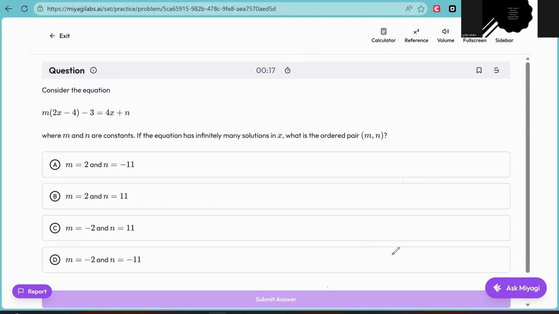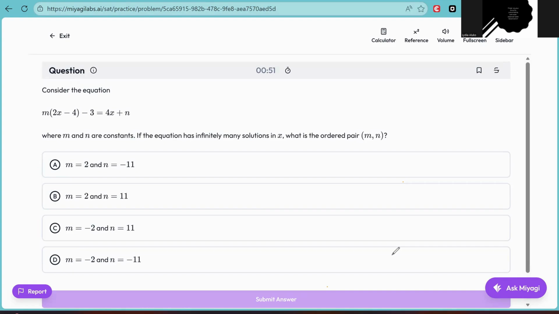Okay. Consider the equation m times (2x minus 4) minus 3 equals 4x plus n, where m and n are constants. If the equation has infinitely many solutions in x, what is the ordered pair m and n? Okay.